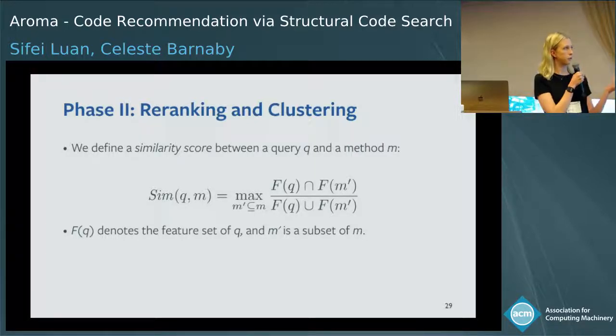First of all, notice that we're looking at the feature sets of the query Q and the method M. These are the multi-sets of the features that are extracted from the query and the method, which means we're looking at not just whether or not a feature is present in the method and query, but actually how many times it appears. And then also notice that we're looking for the subtree M prime of the method M that maximizes this similarity. We call this process of finding the subtree M prime pruning the tree, which we do with a greedy algorithm.